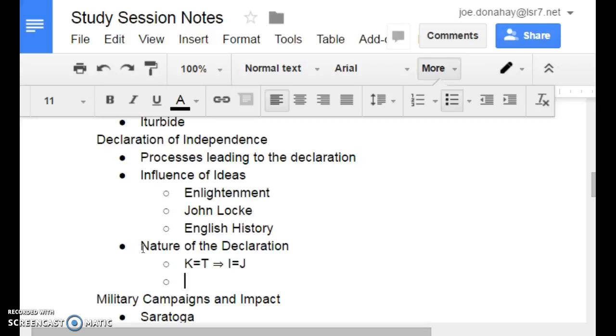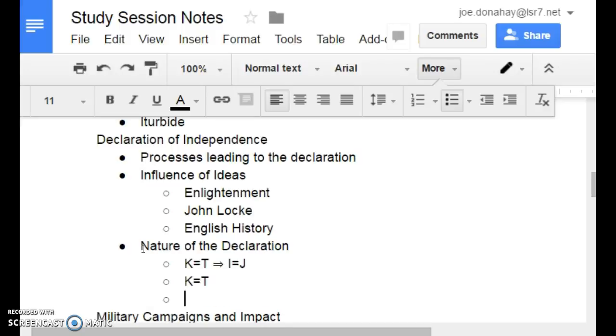Then the bulk of the Declaration is pages of grievances against the king. And so if you list 45, or however many it is, bad things the king has done that a tyrant would do, what have your couple pages of grievances just stated? King equals tyrant. Therefore, if you have K equals T, then it means you have I equals J, or independence is in fact justified, which is how it concludes.